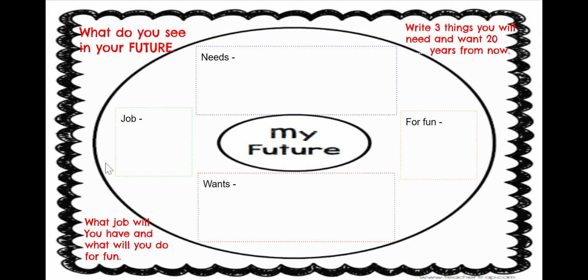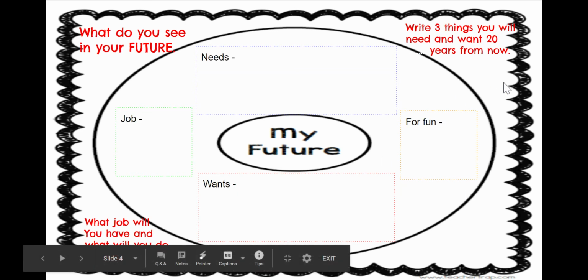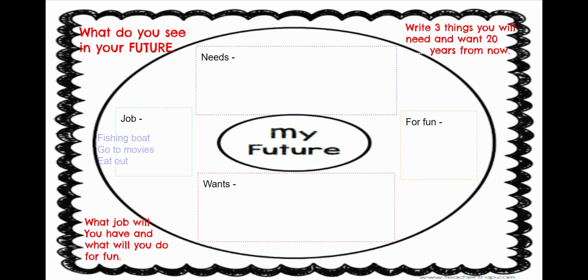What's your dream job in 20 years? What do you hope you're going to be doing in 20 years for a job? And for fun, what do you think you're going to want to do for fun in 20 years? So here's an example. Maybe I want a fishing boat. I love going fishing. So when I'm older, I want to have my own boat.